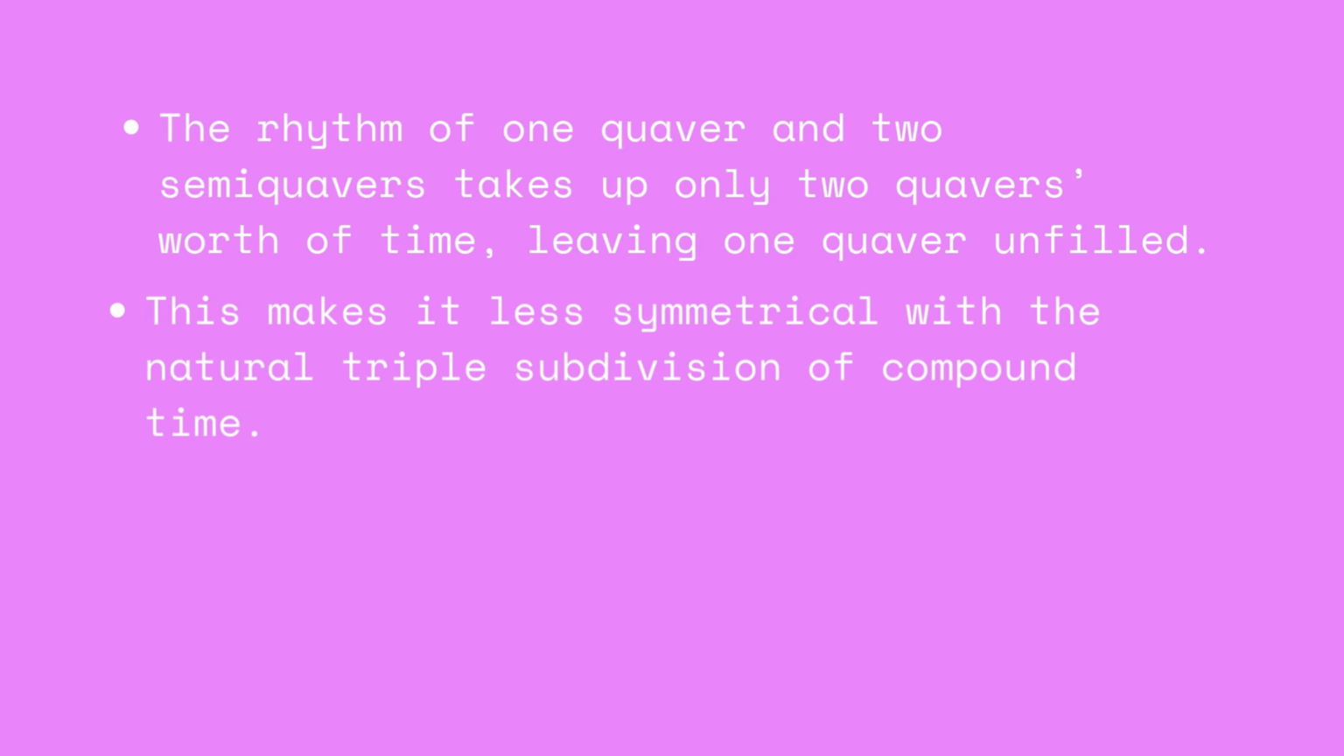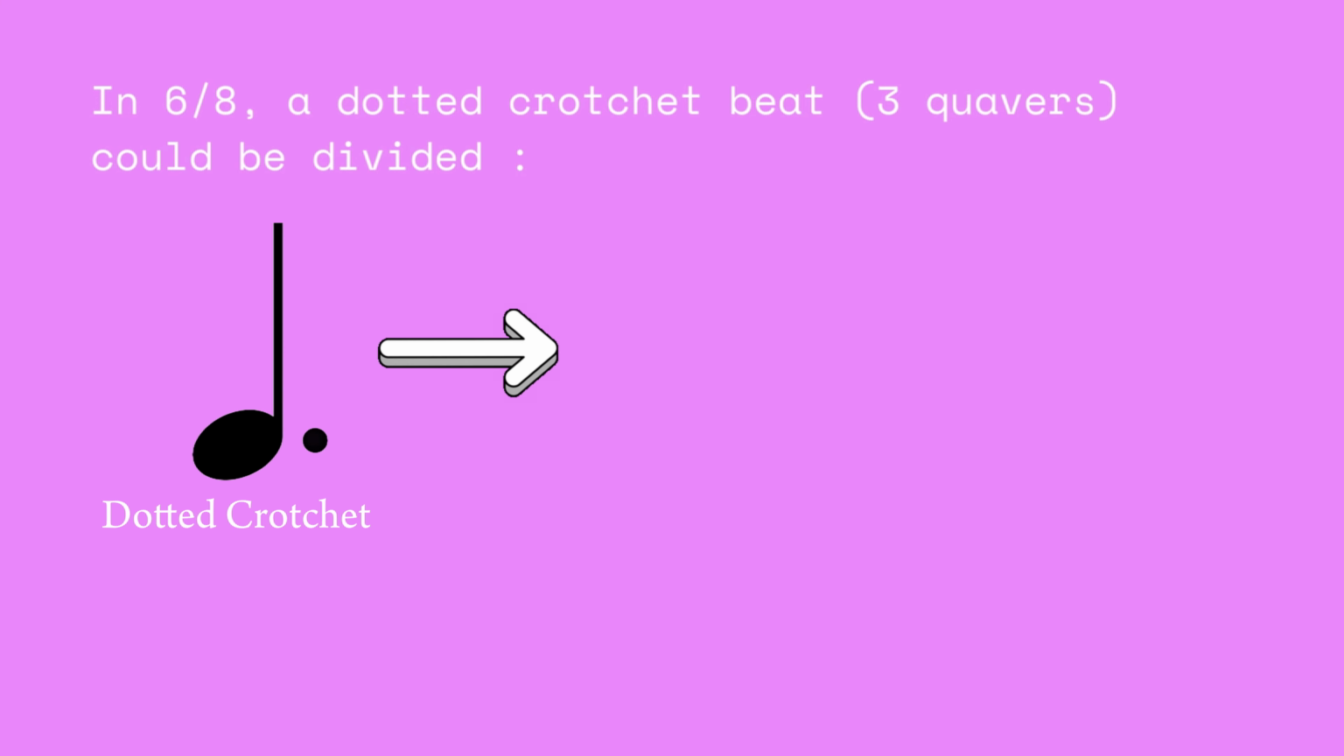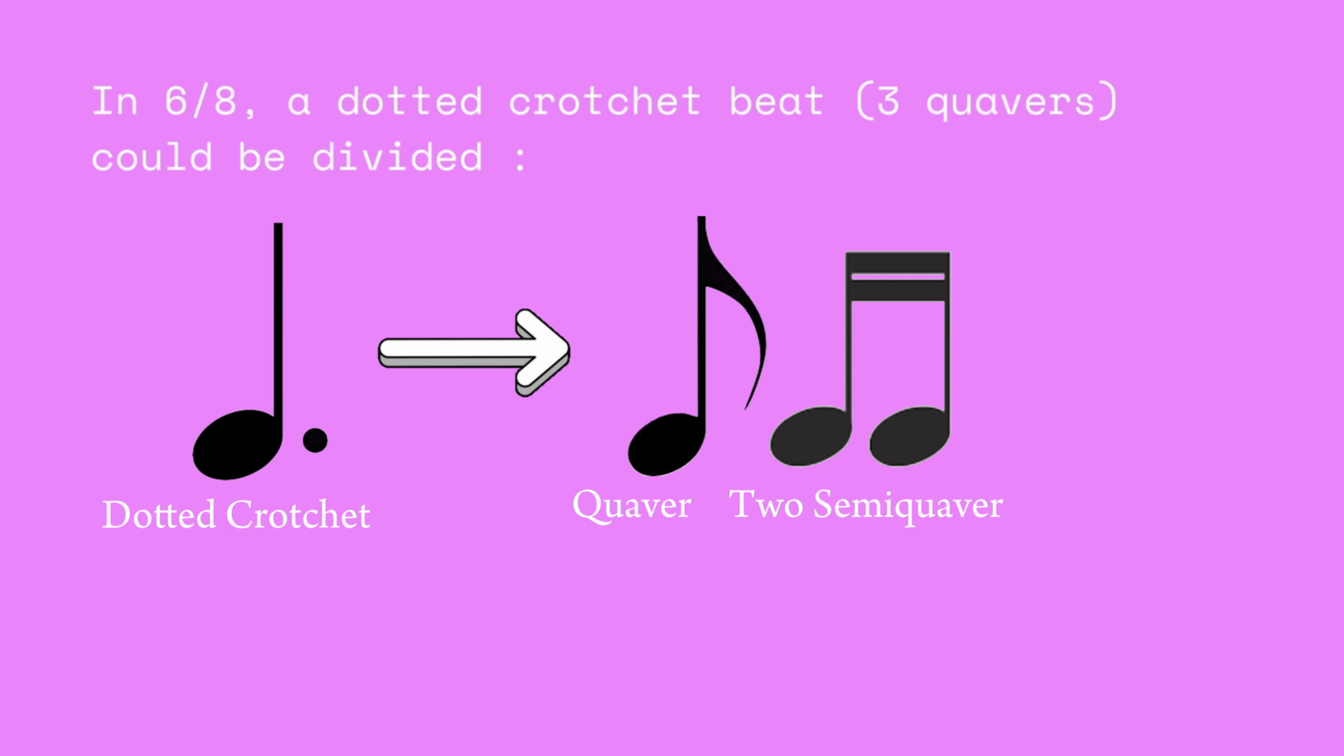For instance, if you have a 6/8 time signature, a dotted crotchet beat, that is 3 quavers, could be divided as 1 quaver and 2 semiquavers plus another quaver to complete the beat. In summary, in the simple time signature, the 1 quaver and 2 semiquavers, which equal 1 beat, fit naturally. While in compound time, the 1 quaver and 2 semiquavers is 2/3 of a beat, which makes it feel irregular against the triple subdivisions.